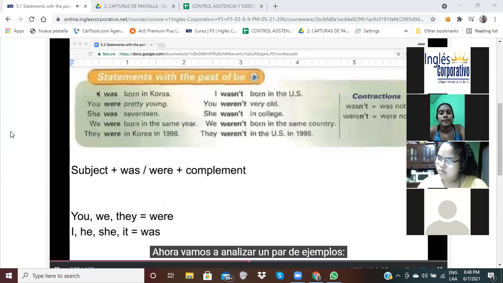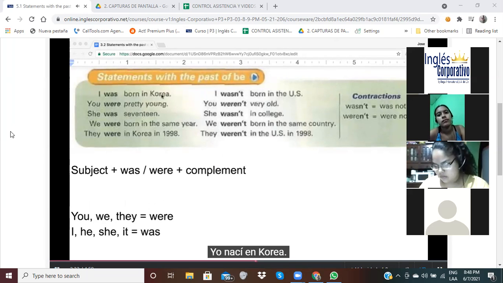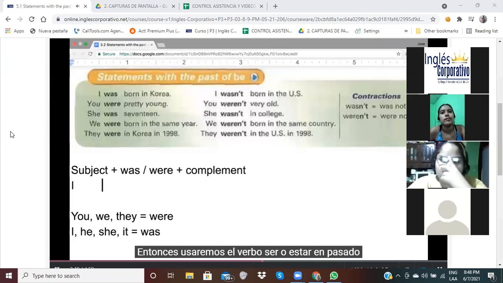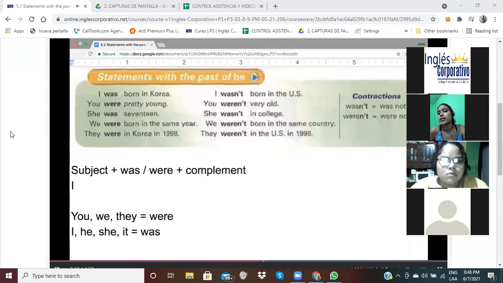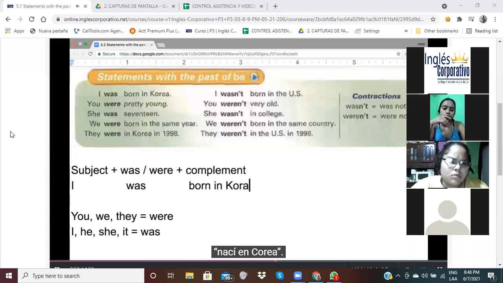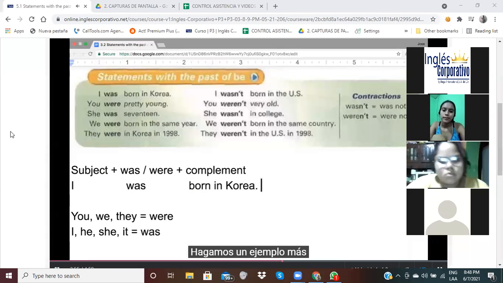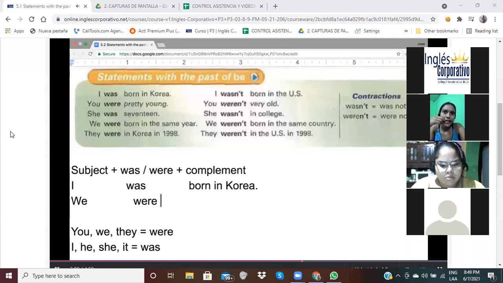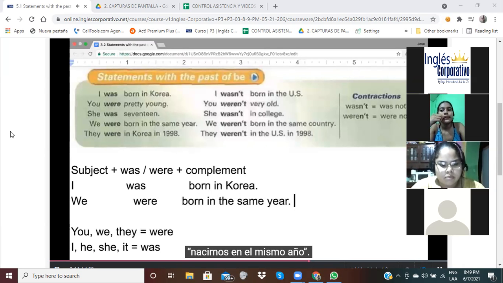Now let's analyze a couple of examples. I was born in Korea. First, we need to add a subject, I. Then we will use the verb to be in the past, was. Finally, we will include a complement. Born in Korea. Let's do one more example. We were born in the same year. First, we need to add a subject, we. Then we will use the verb to be in the past, were. Finally, we will include a complement, born in the same year.